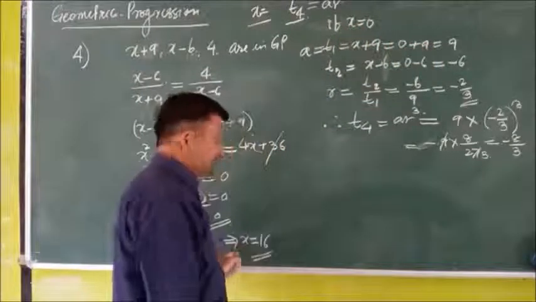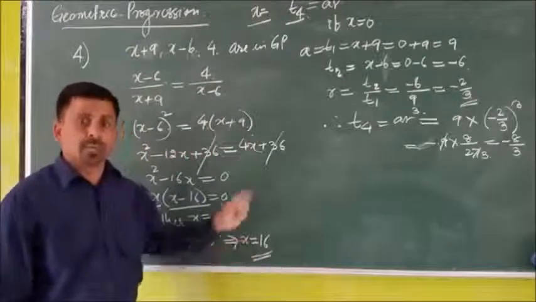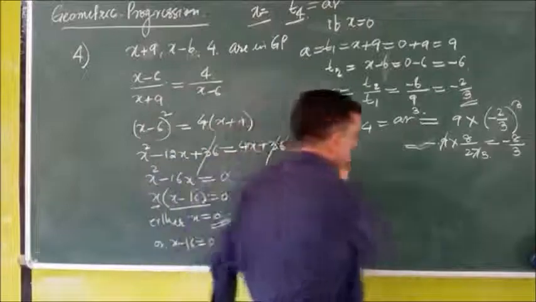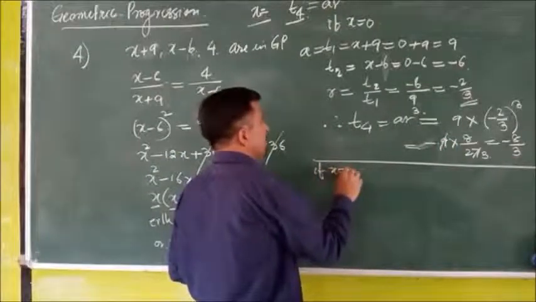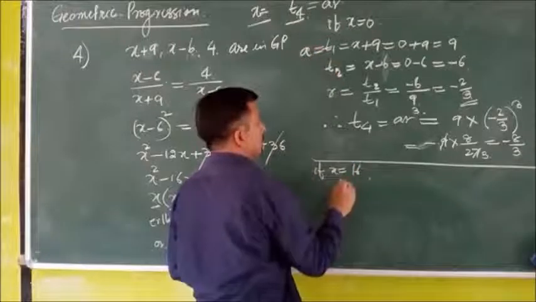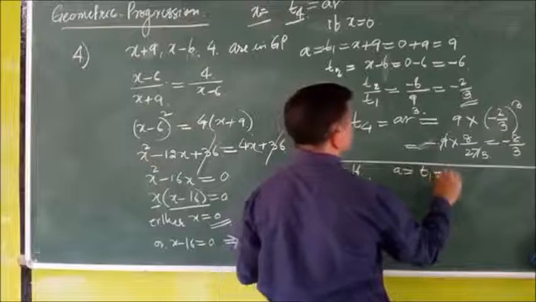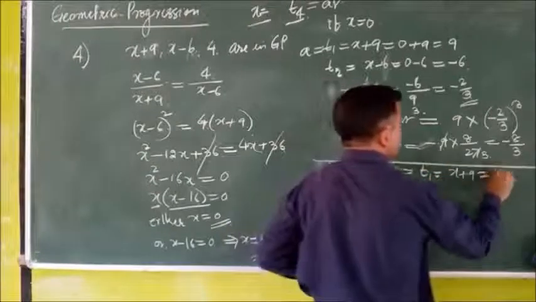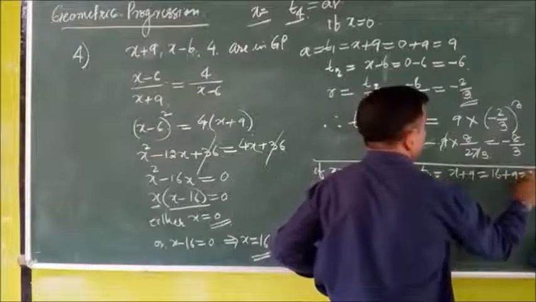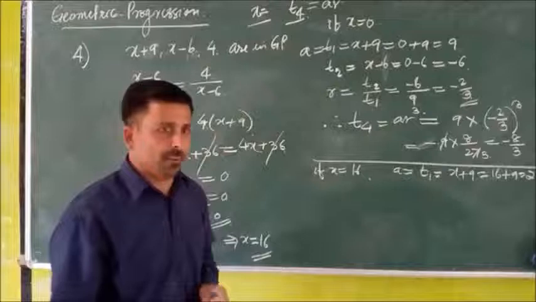We also have another value of x which is equal to 16. So for this value of x also we will calculate the first term. If your x is 16, again we will calculate the first term. A is equal to T1 is equal to x plus 9, that is 16 plus 9, which is equal to 25. You got the first term as 25.